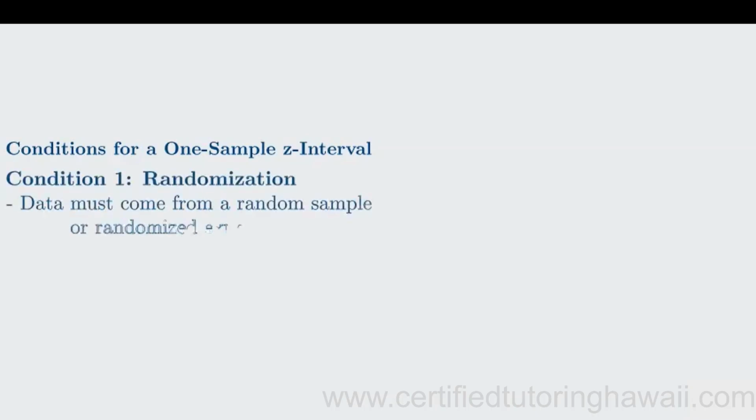Before we can start crunching numbers, we must ensure that our statistical foundation is solid. We do this by checking three specific conditions. If these aren't met, our interval might be misleading. The first is the randomization condition. The data should be collected using a random sample. This helps ensure that our sample is representative of the population and minimizes bias.